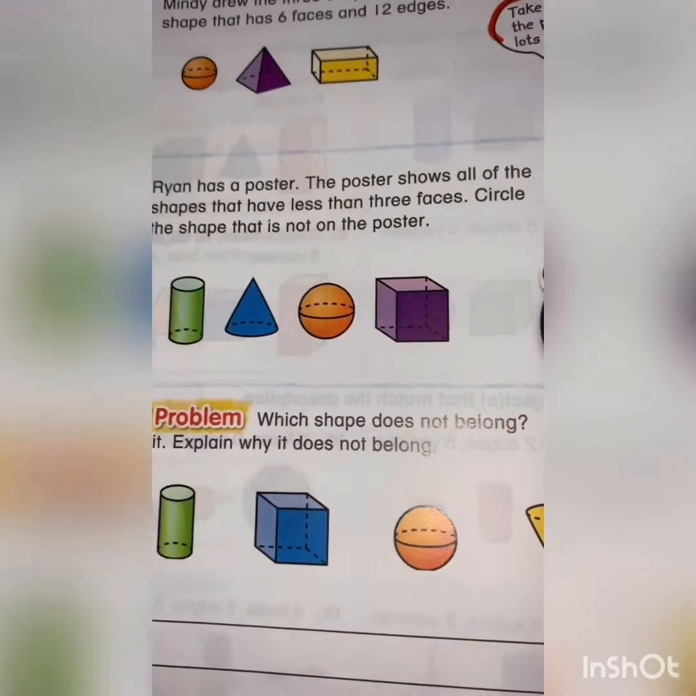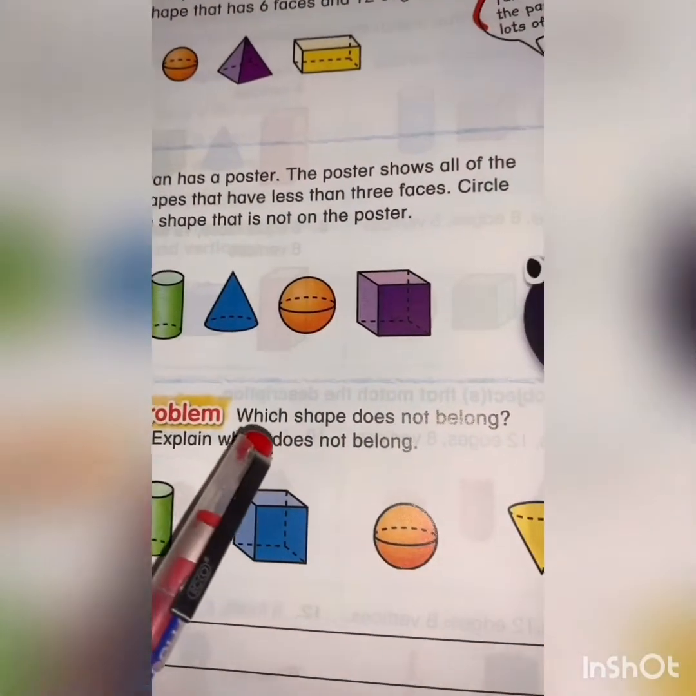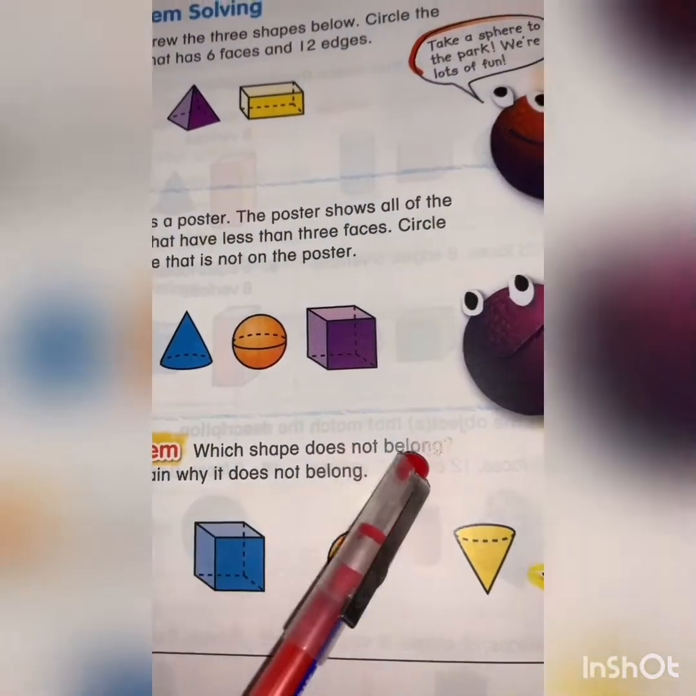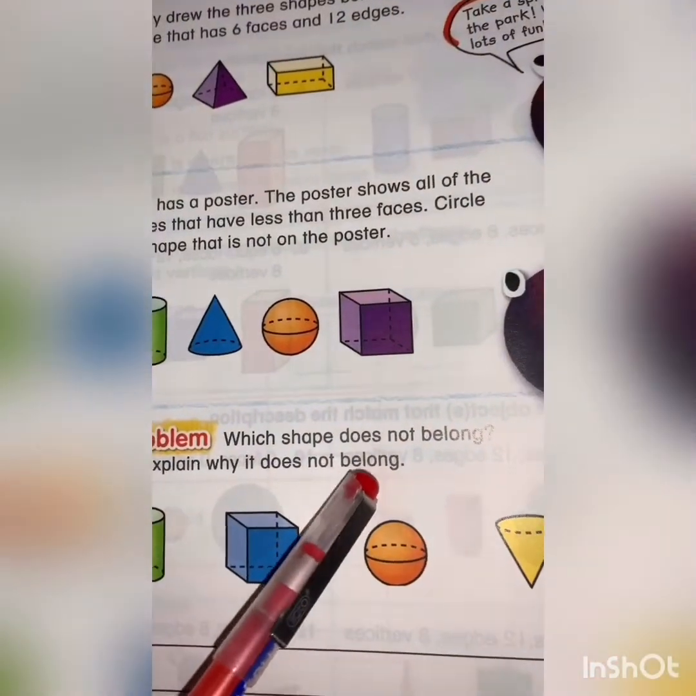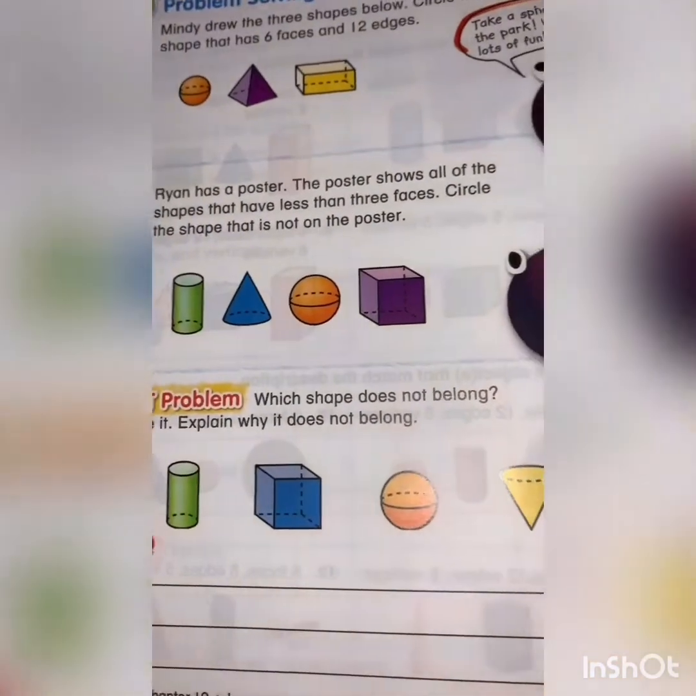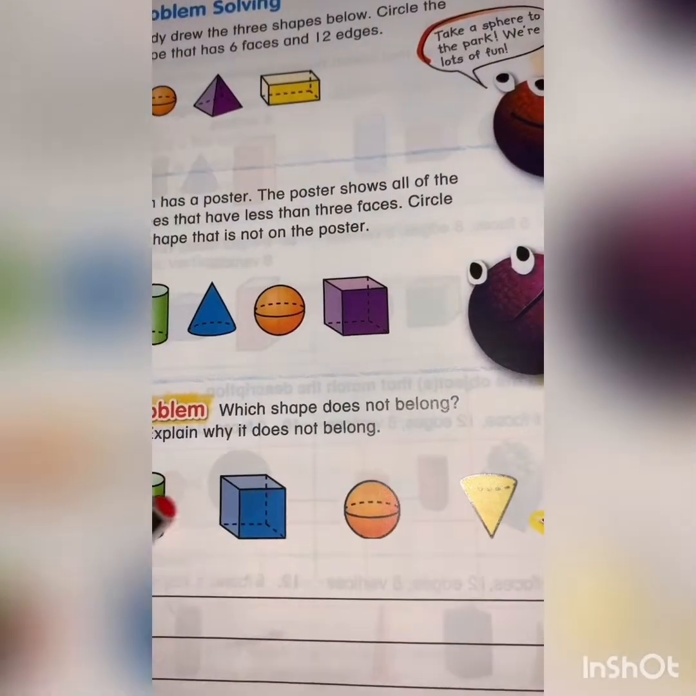Okay, let's have a look here. Which shape doesn't belong? Circle it, and explain why it doesn't belong. Which shape here doesn't belong? Which one do you think is different?